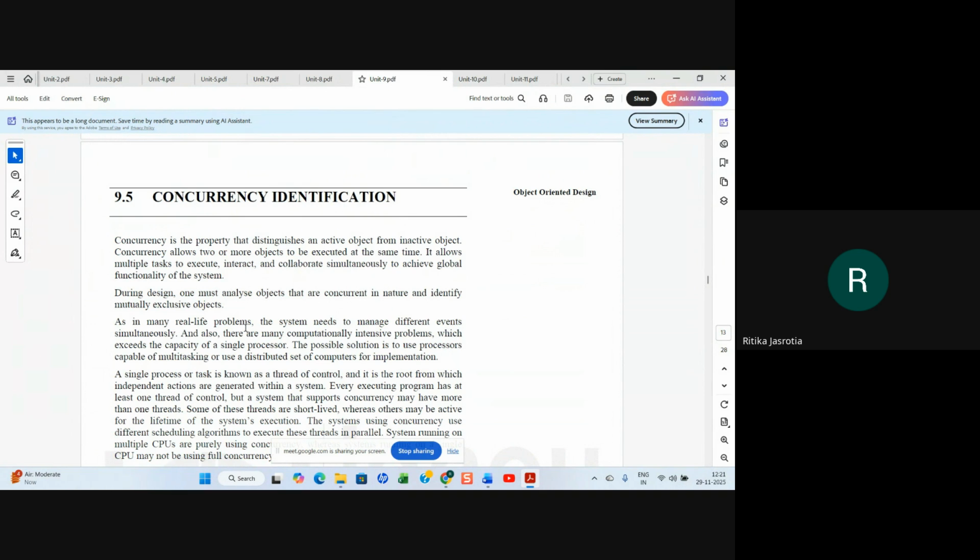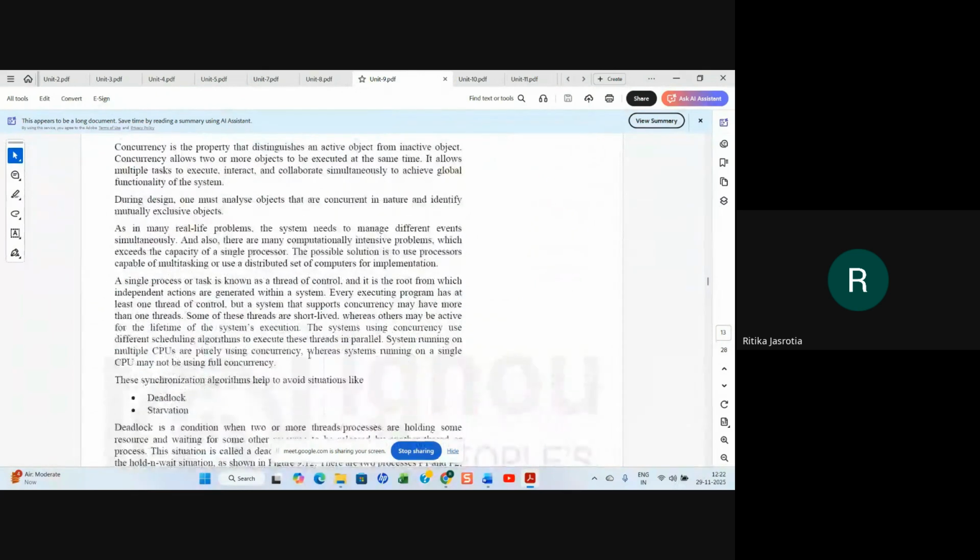As in many real life problems, the system needs to manage different events simultaneously. Also, there are many computationally intensive problems which exceed the capacity of a single processor. The possible solution is to use processors capable of multitasking or to use a distributed set of computers for implementation. So you use threads and processes. A single process or task is known as a thread of control, and it is the root from which independent actions are generated within a system.